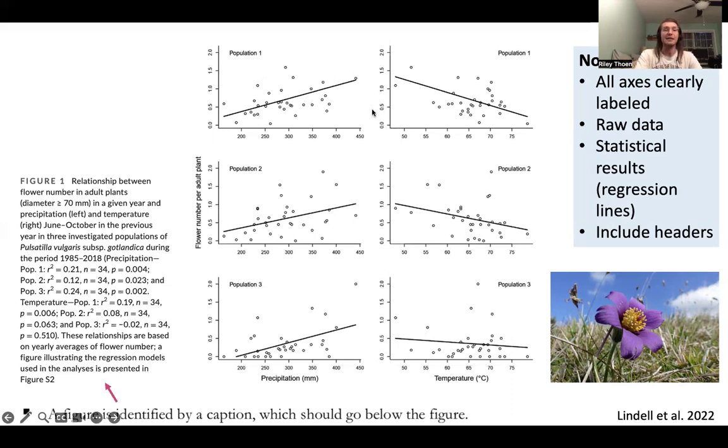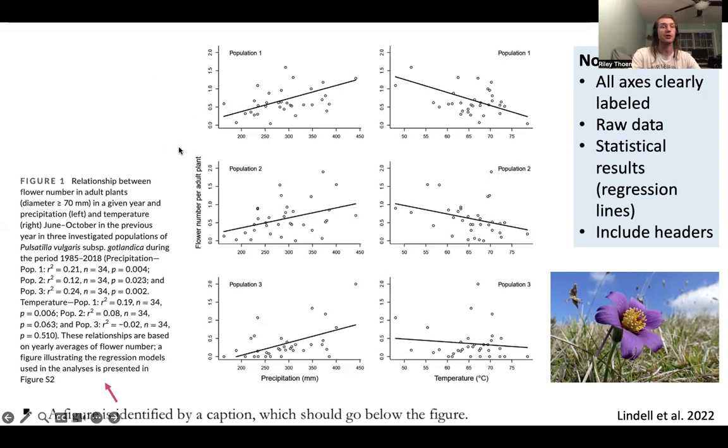First, the axes of these are clearly labeled. All of the axes are labeled. I know they're a bit small for you, but it's easy to understand. Not only do they have precipitation, but they have millimeters, the measurement of it. On the y-axis, they're looking at flower number per adult plant. It's kind of a long y-axis title, but it's clearly explaining what the data in the figure is.